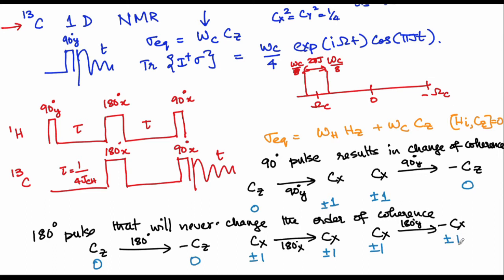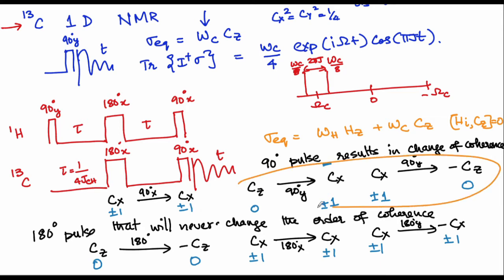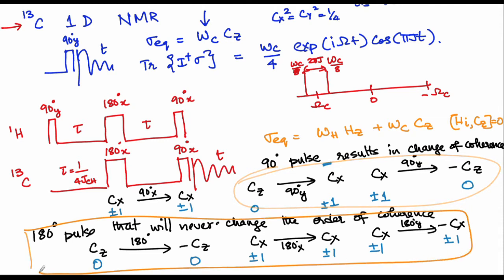In all these cases, you see that the order of coherence has not changed before and after the application of the pulse. The only reason why I did not say "always" is because you could have a case where you're along Cx and you're applying a 90-degree pulse along the X axis. It will remain as Cx, so you're going to be in the same order of coherence. Of course, most often the cases that we'll be looking for would belong here, and for a 180-degree pulse, it's a very easy way of application.